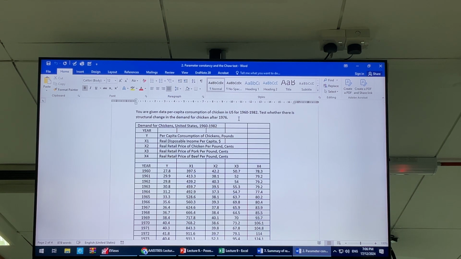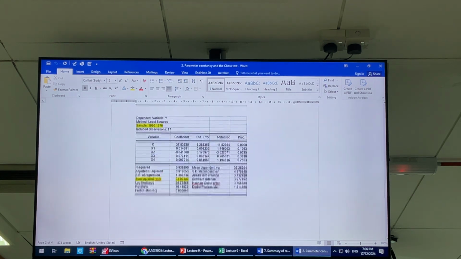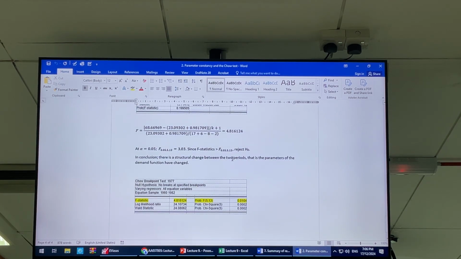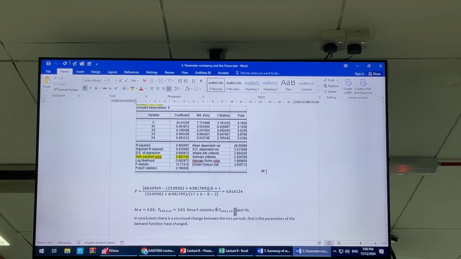Or not stable, meaning the parameter is no longer the same for the period before 1977 and after 1976. Two different periods. So we perform a test using a Chow test, but in terms of the conclusion, we can only conclude if we reject. If we reject, we can only conclude that the parameters are not stable for the two different periods, which suggests that we need to estimate the model separately.